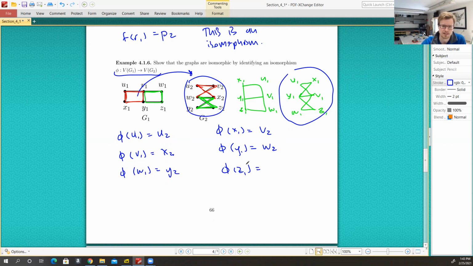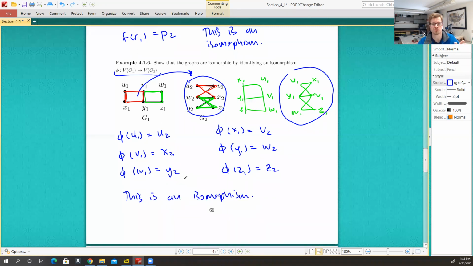All right, Z1, which is right here, I'm going to map that to Z2. Excellent. This is an isomorphism. Why is it an isomorphism? Well, it's one-to-one because each output only has one input. And it's onto because all of U2, V2, W2, X2, Y2, Z2 appear, right? Everything appears. So it's one-to-one and onto, but it also needs to preserve adjacencies.